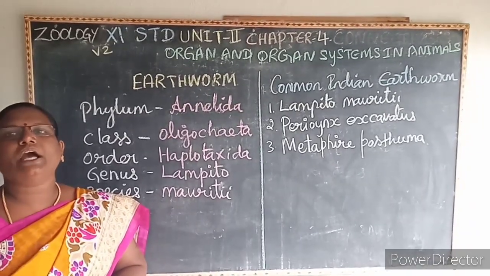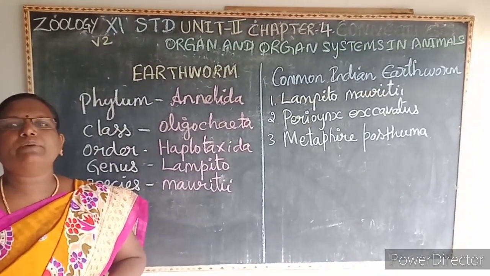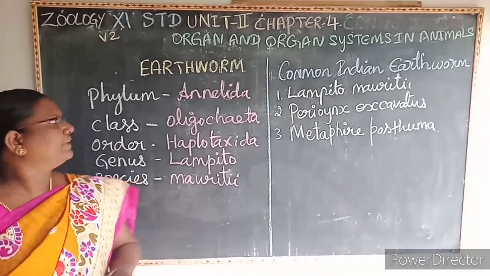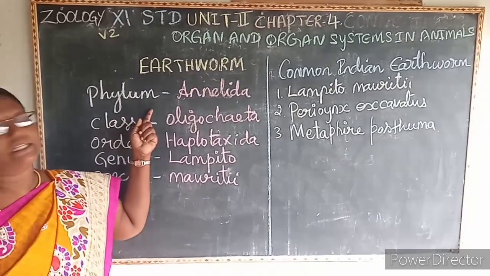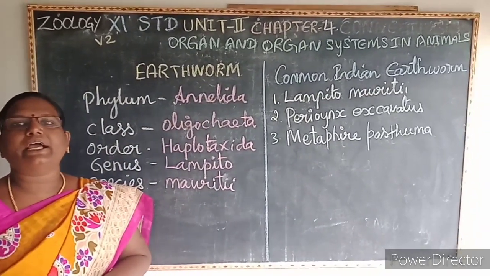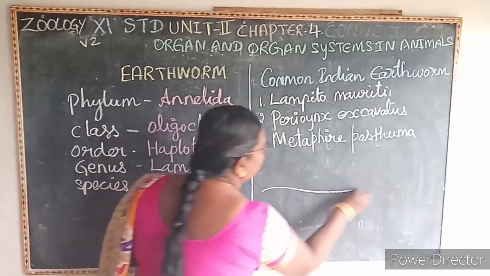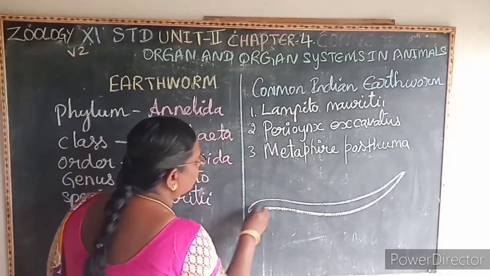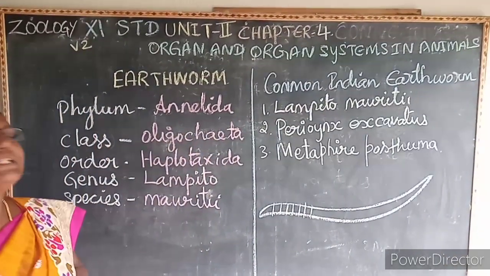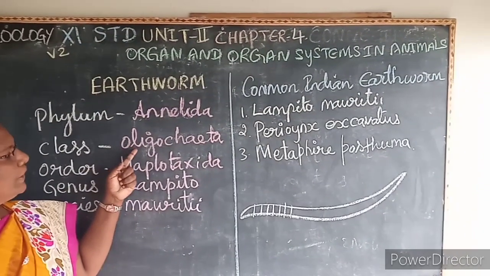First we are going to learn about the morphology of the earthworm. What is morphology? The study about the external characters. First we see the classification of the earthworm. Phylum Annelida. Annelida includes the segmented worms. What do you mean by segmentation? You can see the divisions on the body. This is known as segmentation. So Annelida means segmented worms. Then Oligochaeta. Say the term.